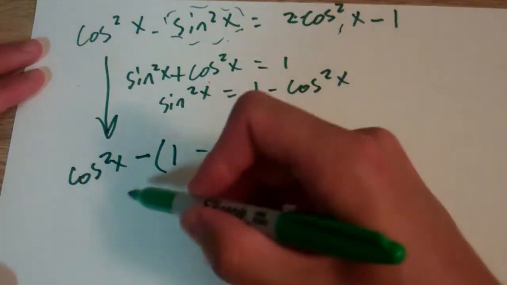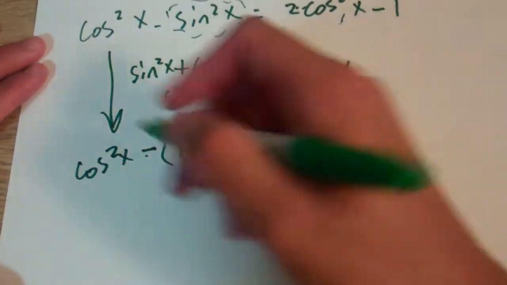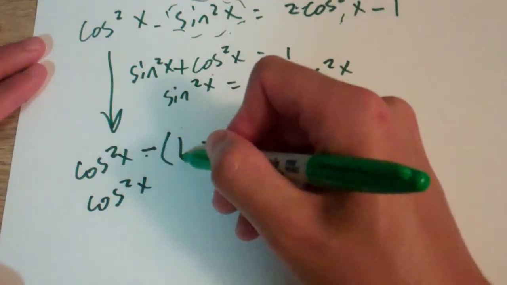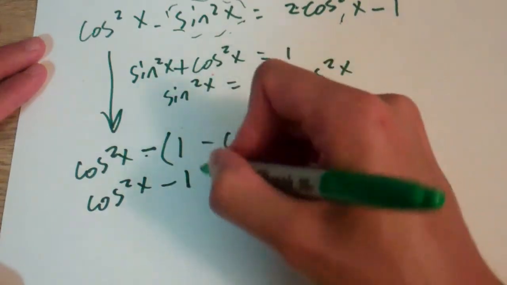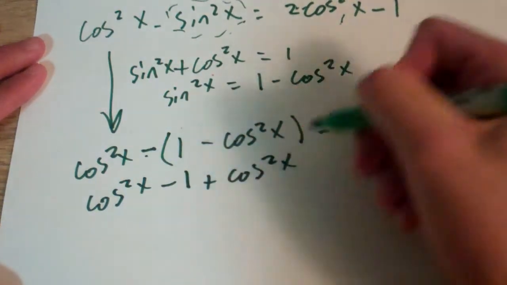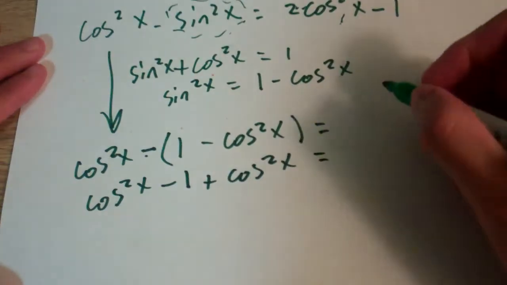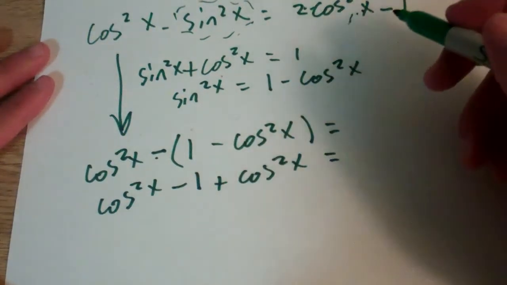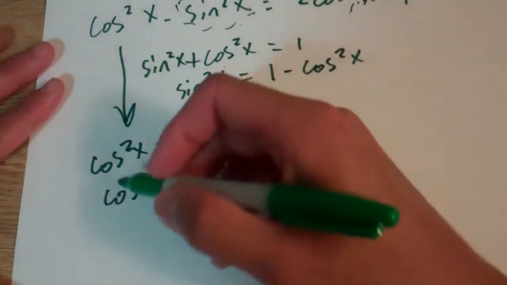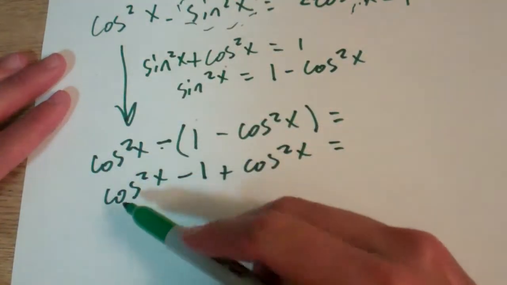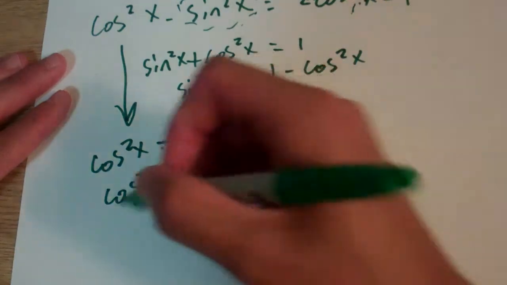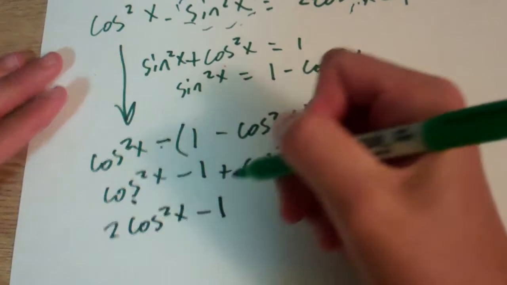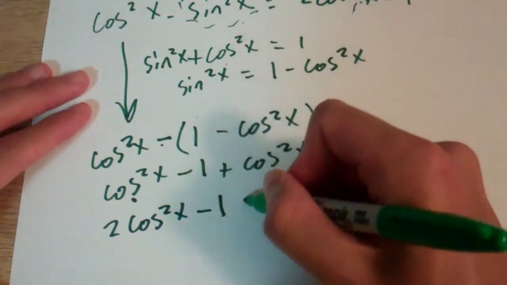Okay. Well, let's see. If I distribute this negative, I've got cosine squared x, and I'm going to distribute this negative sign, minus 1 plus cosine squared x is equal to the other side, which is this. I'm not going to rewrite it, so we're just focusing on this. Okay, so now I've got like terms here. I've got cosine squared x and cosine squared x, so it's 2 cosine squared x minus 1. And you've probably already seen it.